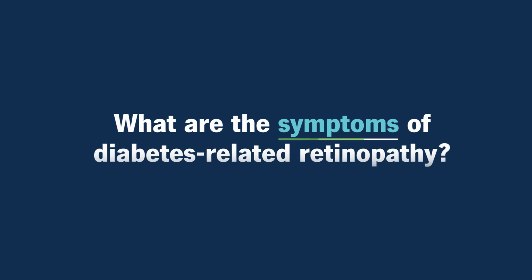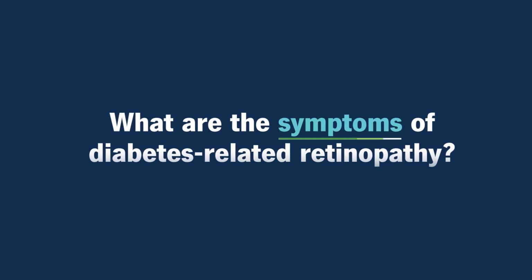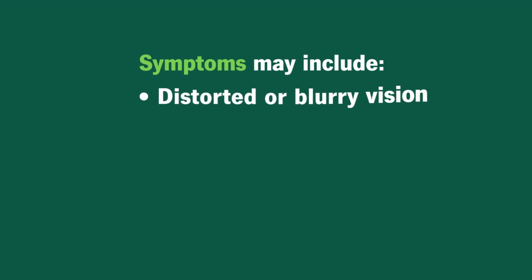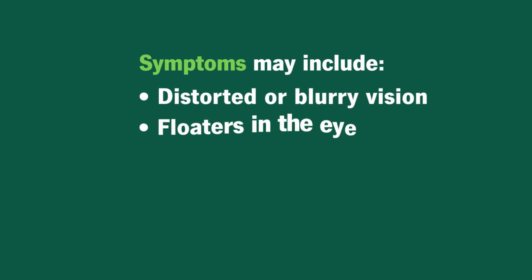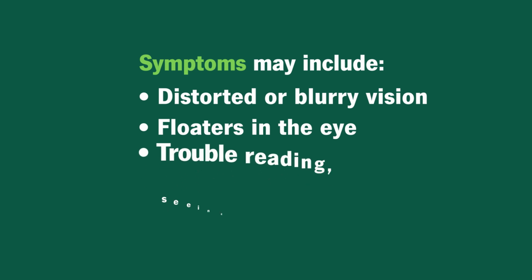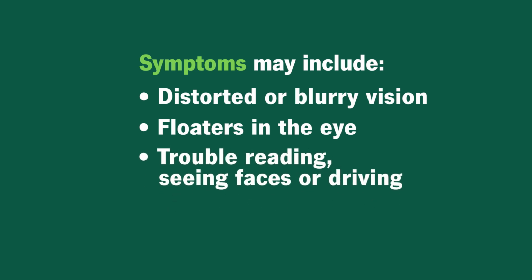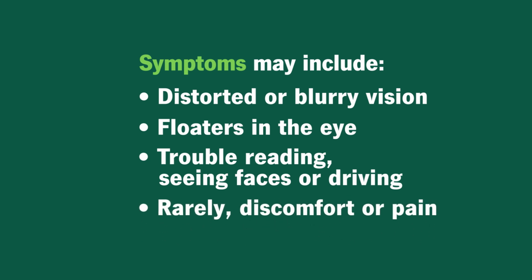What are the symptoms of diabetes-related retinopathy? The most common symptoms are distorted vision, blurry vision, feeling like there's a lot of floaters in your eye. The bleeding will look like that. Not being able to read clearly or see the faces of people in front of you or be able to drive. Very rarely people have discomfort or pain.